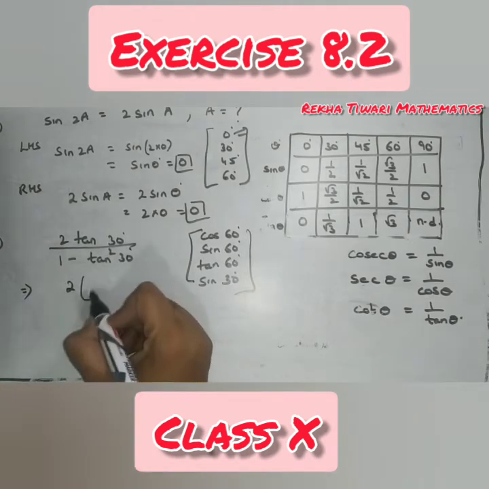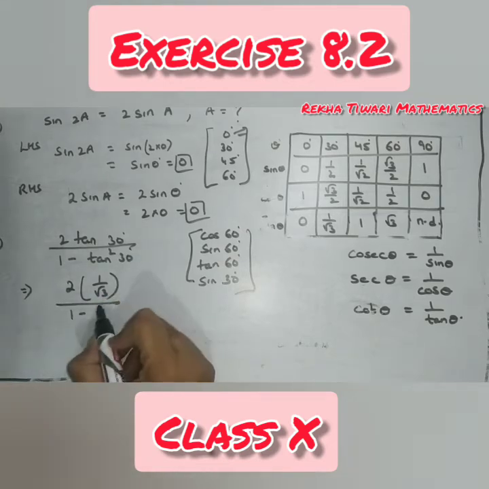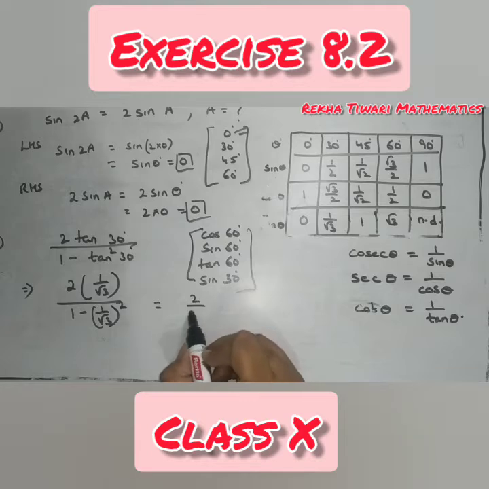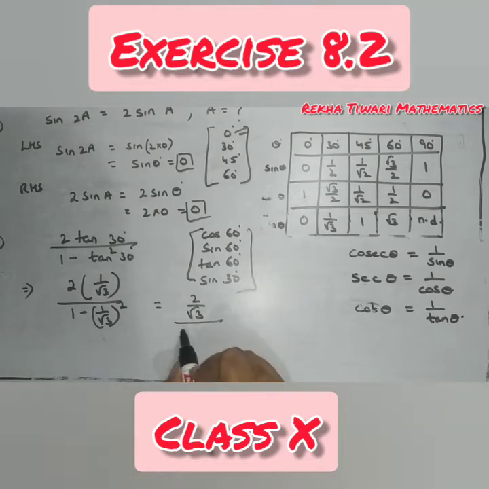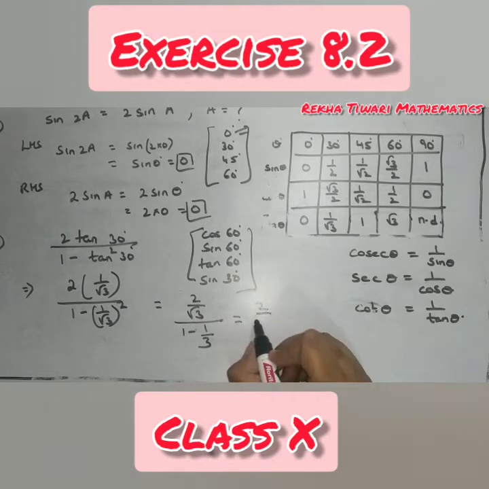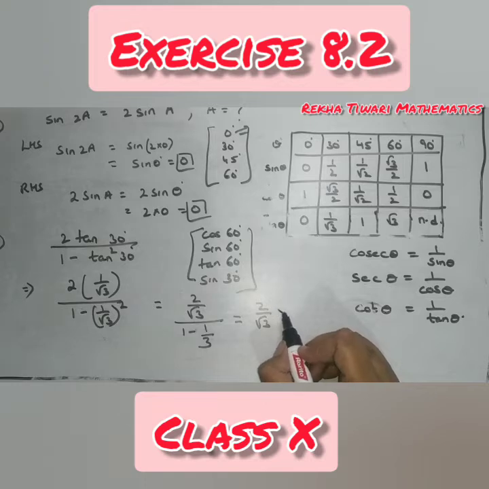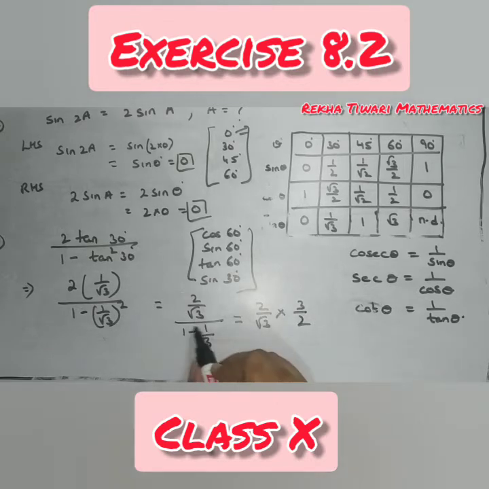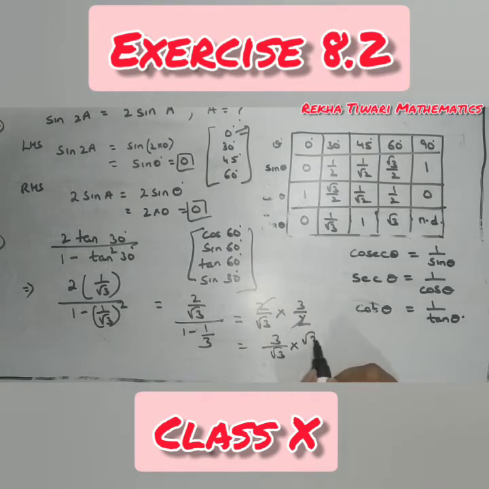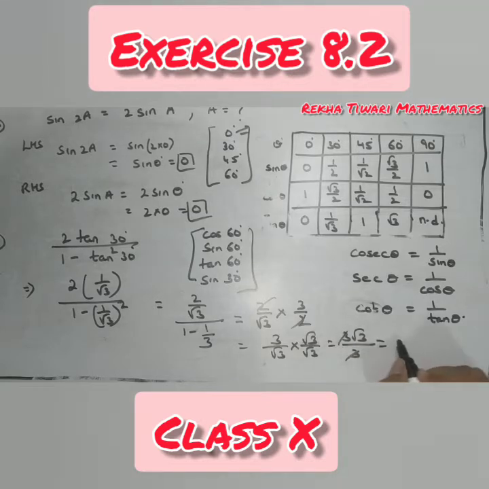So put in the value: 2 into 1 by root 3 upon 1 minus 1 upon root 3 whole square. This is 2 by root 3 upon 1 minus 1 by 3, which is equal to 2 by root 3 into 3 by 2. If you find the LCM of this and reciprocate, this comes out to be 3 by root 3. Rationalize. This is 3 root 3 by 3. Cancel this. It comes out to be root 3 and the answer is tan 60. The value of tan 60 is root 3. You can check from the table.